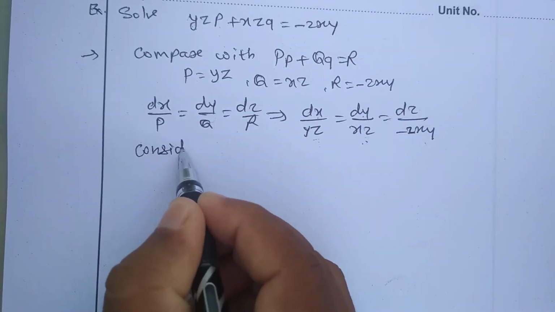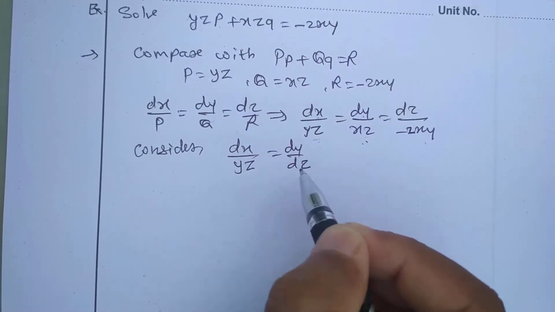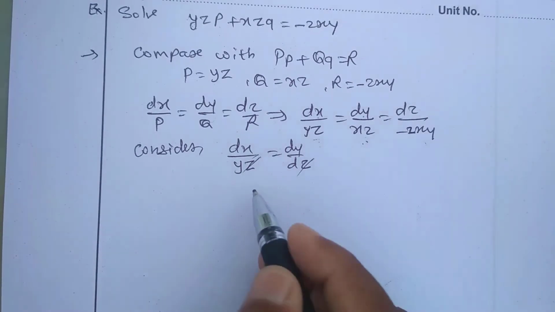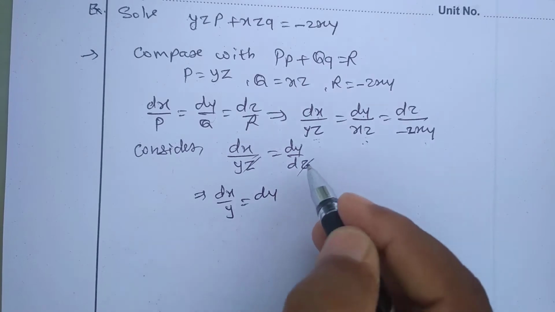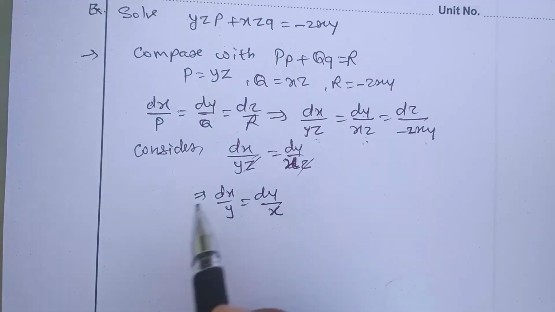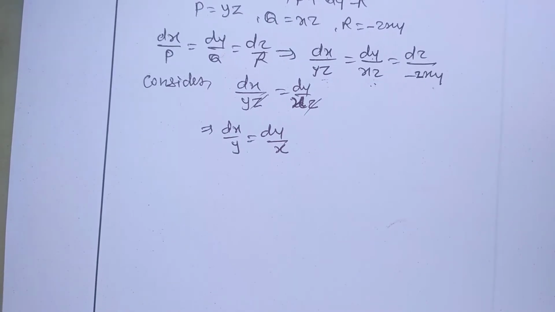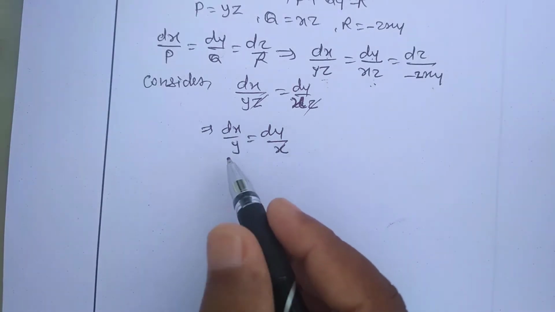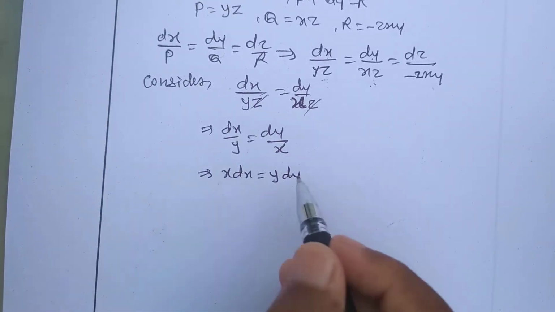So you can consider this group: dx upon yz equals dy upon xz. So this z gets cancelled. So you will get dx upon y equals dy upon x. After getting this equation, we have to make it variable separable form. That means terms of x separate and terms of y separate, and then integrate. After cross multiplying, we will get x dx equals y dy. That is a variable separable form.